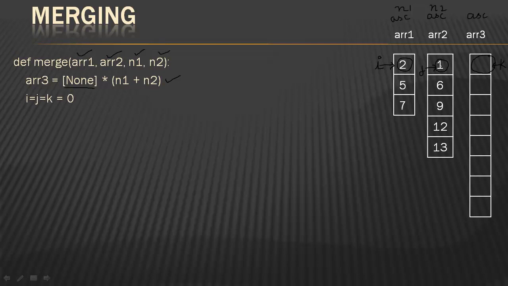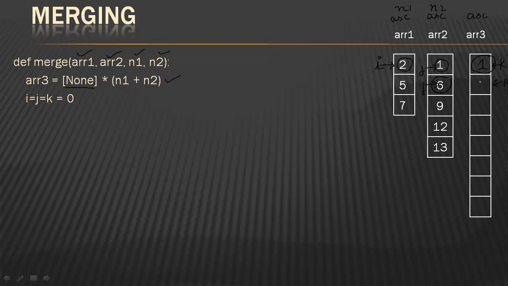Okay, so in this scenario, when I compare 2 with 1, which is smaller? 1. So I transfer 1 here. After transferring 1 here, I increment k, because now I'm going to be looking at another element in array 3. At the same time, I'm incrementing j. But I will not increment I, because it's not the ith element that you transferred to the third array. It's the jth element that you transferred.